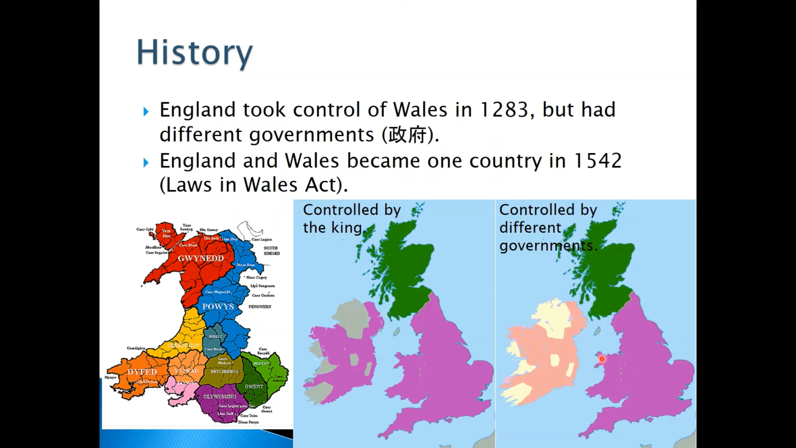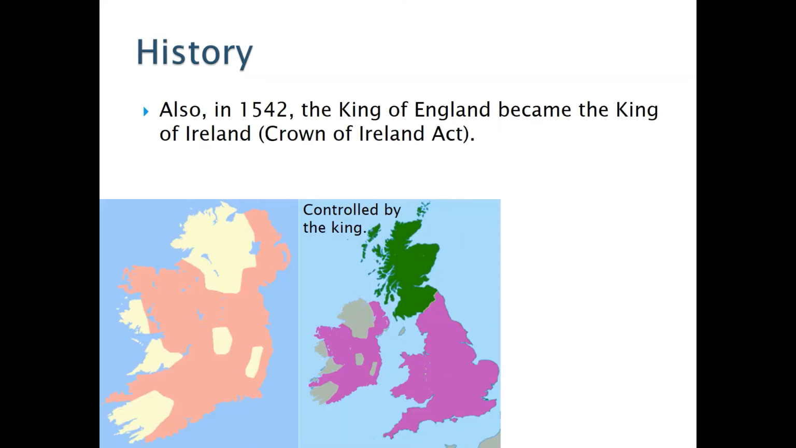England and Wales became one country in 1542. Now England and Wales were one country. They had the same government. Also in 1542, the King of England became the King of Ireland. Now the King of England was also the King of Ireland.